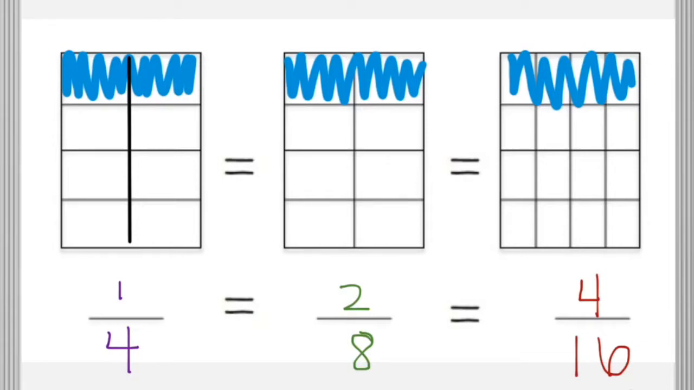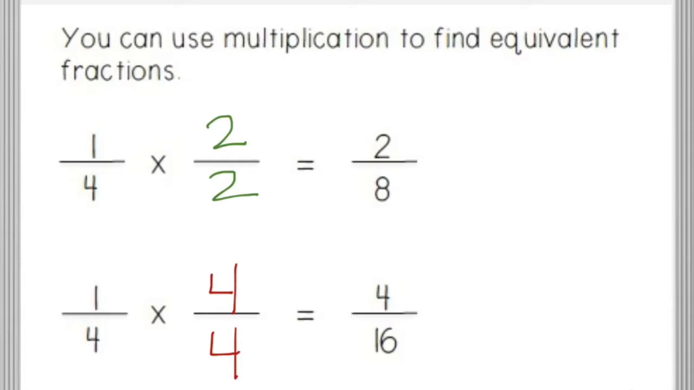The most important thing to remember about equivalent fractions is that you have to multiply the numerator and the denominator by the same thing. So I like to say whatever you do to the top, you have to do to the bottom.